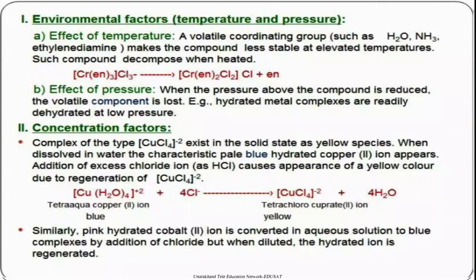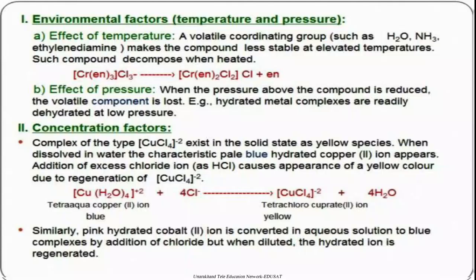For example, this is a complex of chromium. When it is heated to a given temperature, it decomposes and converts into this compound. Next, the effect of pressure. When the pressure above the compound is reduced, the volatile compound is lost. That is, hydrated metal complexes are readily dehydrated at low pressure.